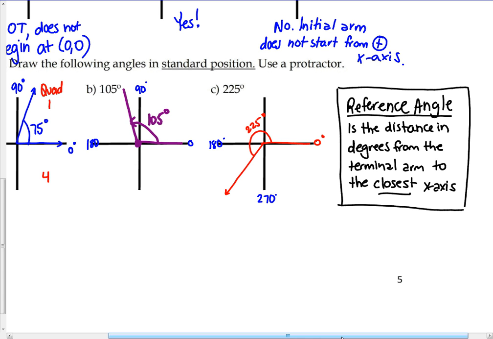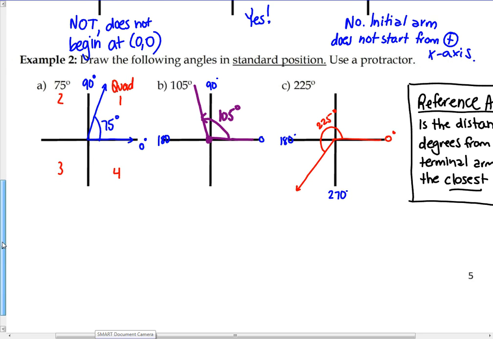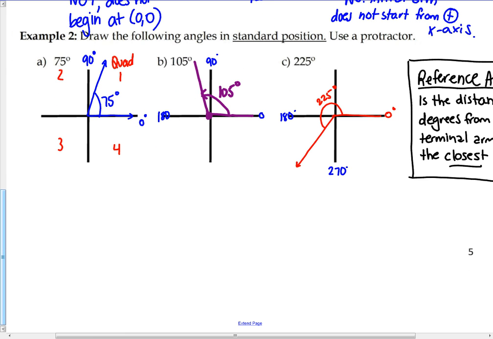So in the first one, and always this is the case in quadrant 1, your reference angle and your rotation angle are the same. Because the terminal arm to the closest x-axis is the same, your reference angle, which we would denote with a little r. This is how we denote the rotation angle, just theta. If we have a little subscript of an r, that's the reference angle.